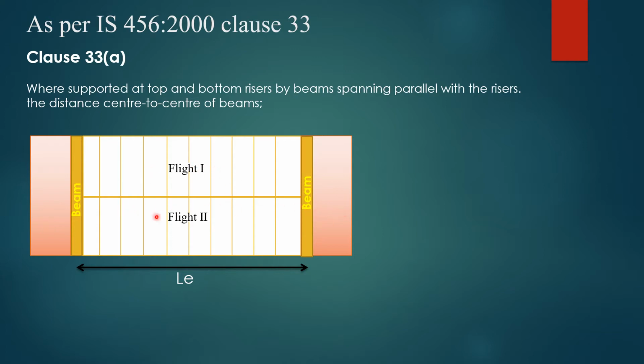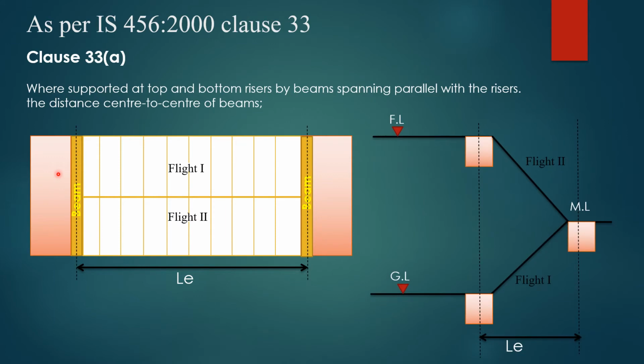It is supported at the top and the bottom riser by the beam. This one is the beam spanning parallel with the riser, and this is the center to center distance of the beam. The effective length of the staircase as per clause 33A is the center to center distance of the beam at the top and the bottom riser plus the going, this length of the flight, which gives us the effective length of the staircase as per clause 33A.